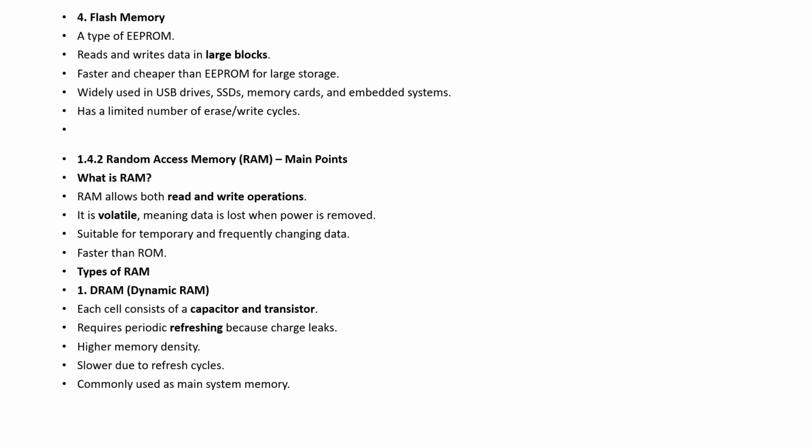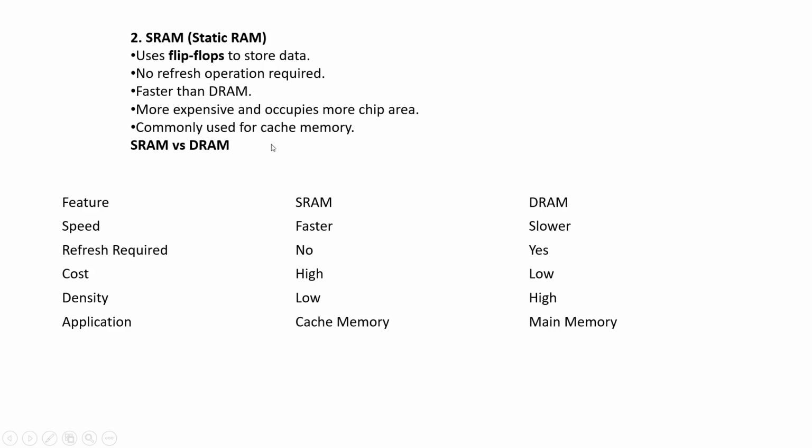Since the capacitor leaks the charge, we need periodic refreshing, that is reprogramming. It has higher memory density, meaning there are more memory cells, but it is slower due to the refresh cycle. It is commonly used as main system memory.